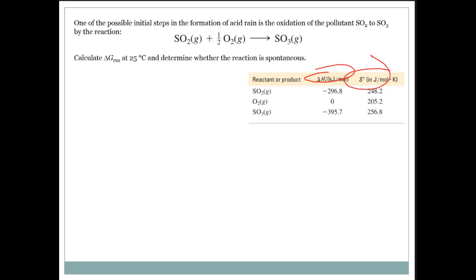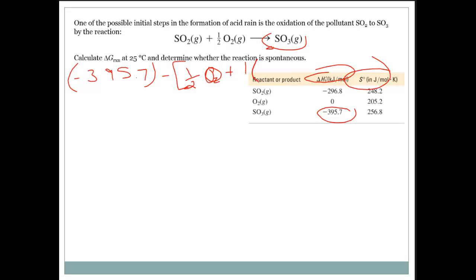We need SO3. We only need one of them. Minus 1/2 of O2, which is 0, and 1 of the negative 296.8. So that means delta H is equal to negative 98.9.